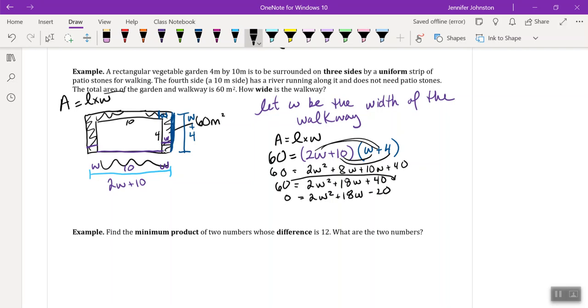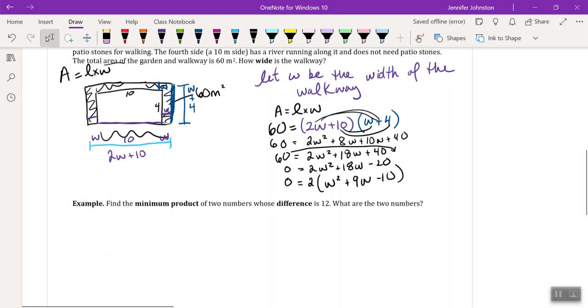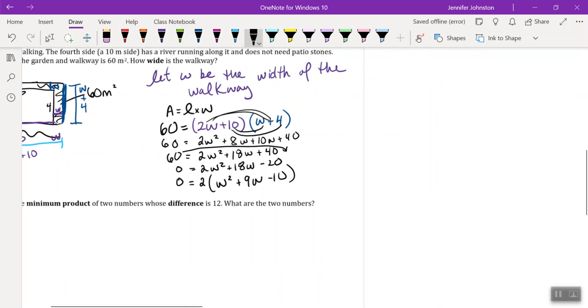From there we are going to try to factor it, because anytime you see a trinomial, you try to factor. So we can common factor out the 2, and we're left with w squared plus 9w minus 10. Alright, and from there, let's factor that. So we get 0 is equal to 2, and w, which is 1 and 1, and 10, which is 10 and 1, can give us 9 by doing 10 minus 1.